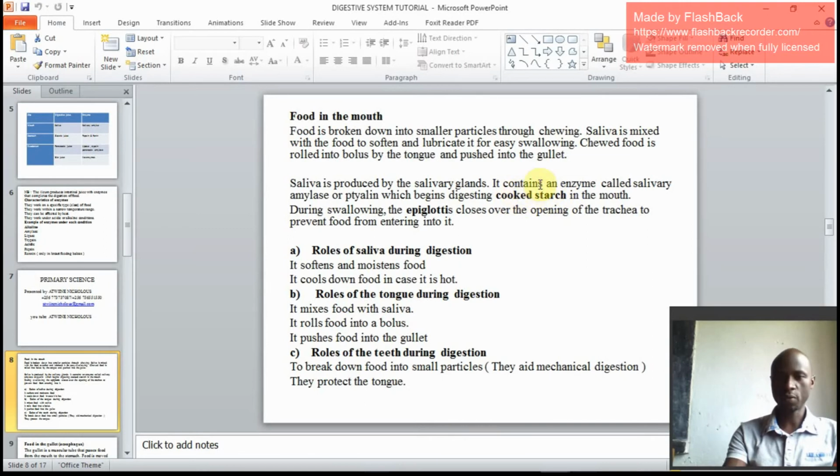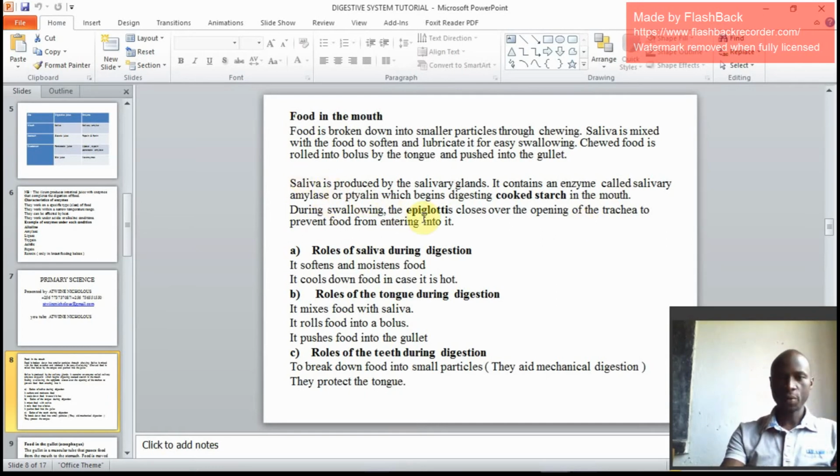Not all forms of starch can be digested in the mouth. It must be cooked starch. That's why when you put cooked cassava or cooked posho in your mouth and chew, saliva is mixed in and it changes into maltose. Unlike when you eat raw cassava and spit it out, it will still be raw cassava. But the moment it is cooked, it will change into maltose.